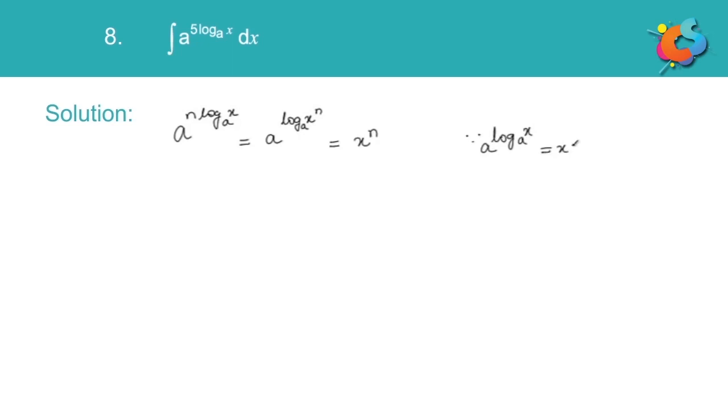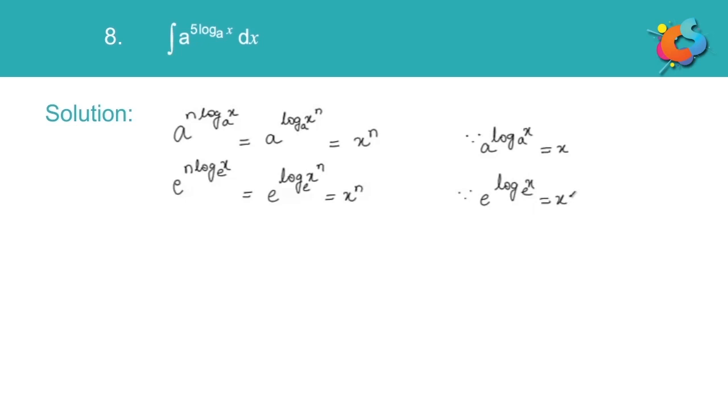And this can be written as x power n, since a to the power of log x base a is x. In the same way, in place of a, if we have e to the power of n log x base e, we can write the same as e to the power of log x power n base e, which is the same as x power n. From the same result, e to the power of log x base e is x. So we often use these two formulas while solving exponential functions.